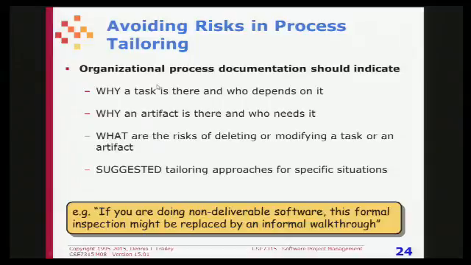If you find yourself in a position where you are documenting an organization's process, you might want to consider the following. When you document an organizational level process, like this is the way we do code inspections in our company, you should explain why each task is there, who depends on the output, similarly why each artifact is produced and who needs it, what are the risks of deleting or modifying the task, and any suggestions about tailoring. For example, if you're doing a non-deliverable prototype, you don't have to do this qualification test or something like that.